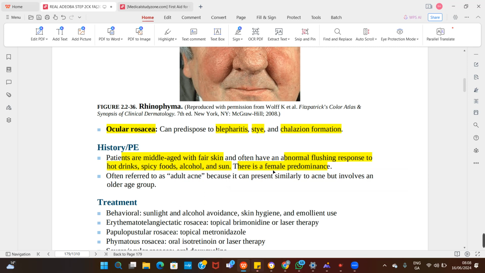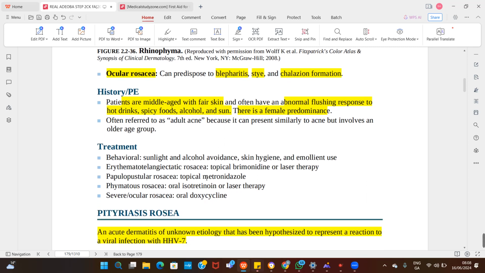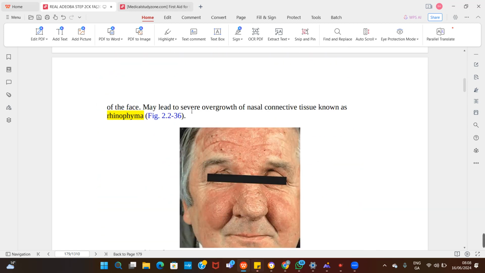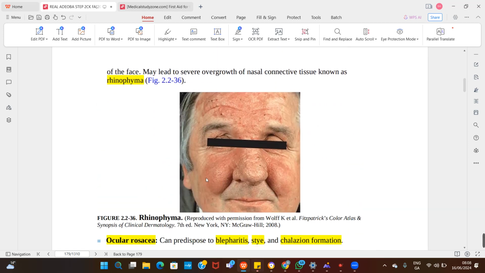So don't forget the triggers. This trigger gives it away quickly. The spicy food, the hot drinks, alcohol, sun exposure. It's also referred to as adult acne because it presents similarly to acne, but involves another age group. Yeah. So we need to know the way to manage them.